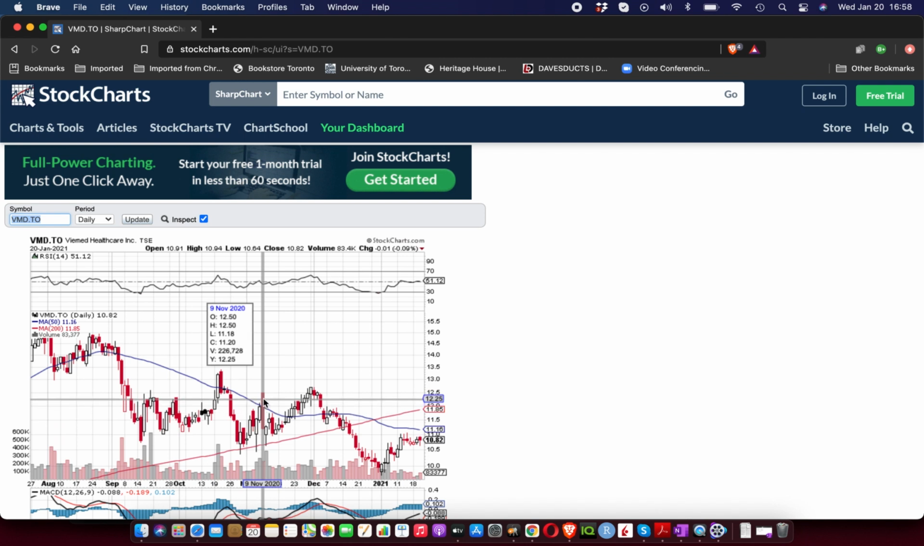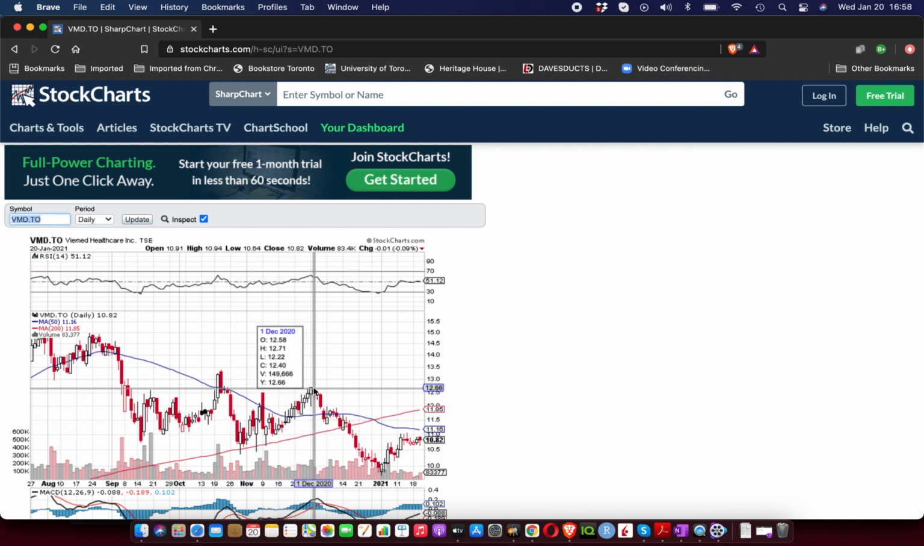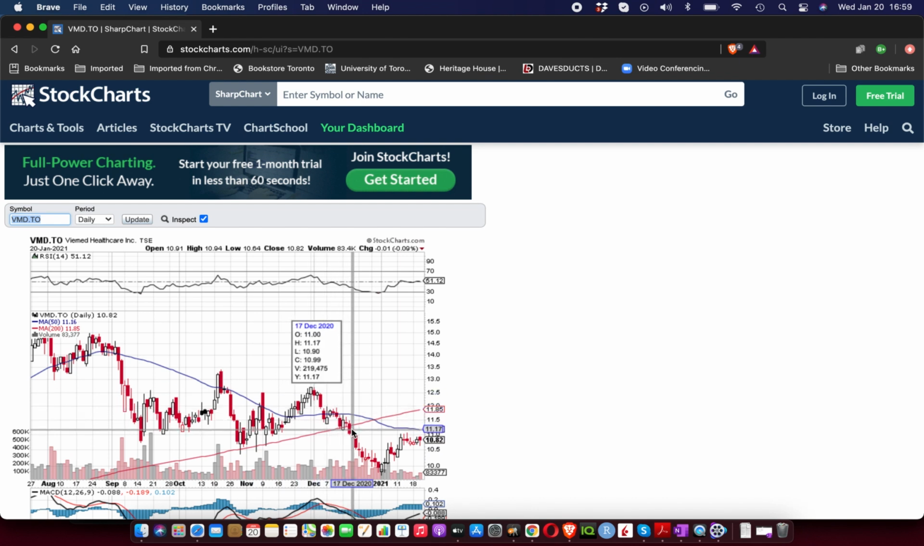So this was the ceiling. It tried to break out, but it came down. It tried to act as a support and bounced. The 200-day moving average is acting as a support. In this case, it broke through for a bit, but then it came back down. And then the 200-day moving average also broke down to the downside, and the stock started going down.